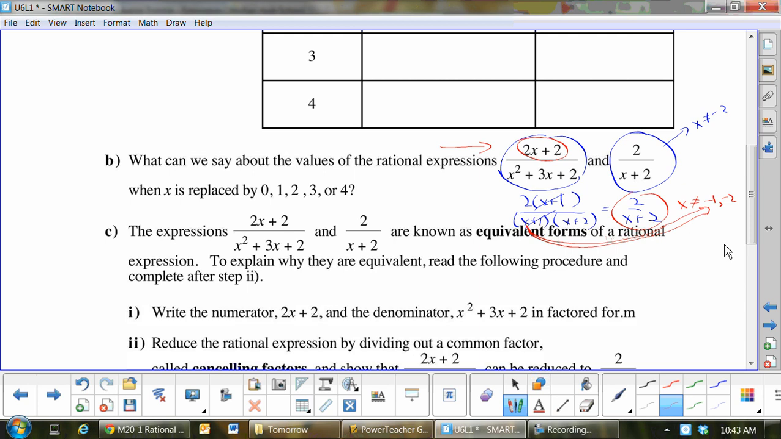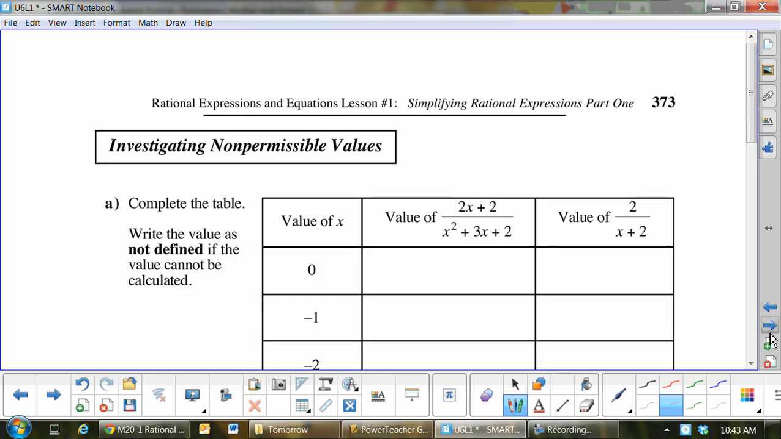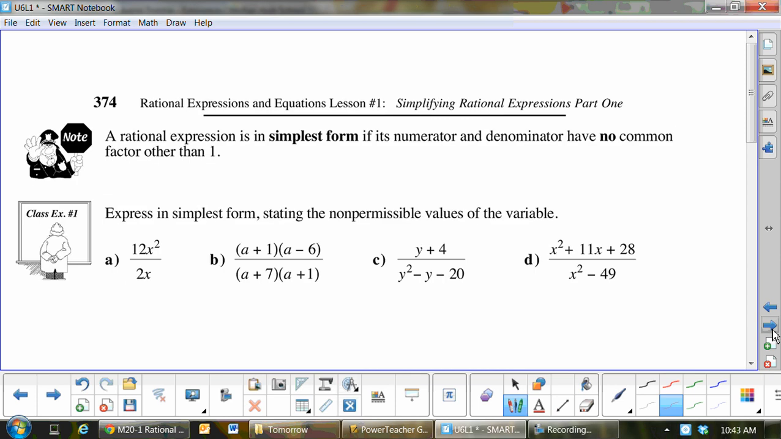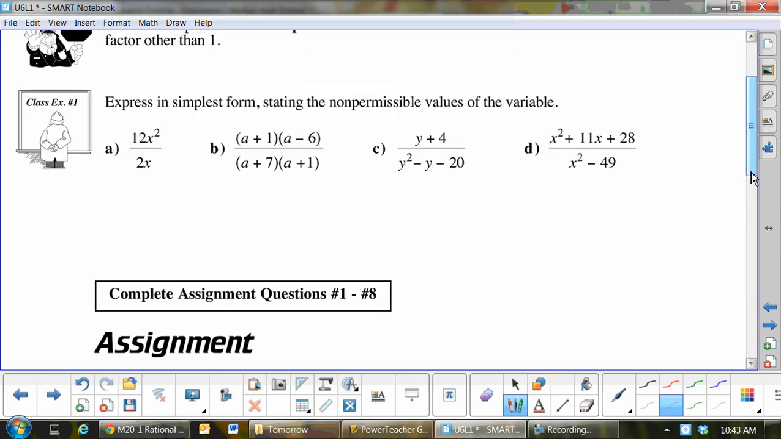So, what I want to do is go to the next page. No, next page. 374. Okay? So you can see how long the notes are today. Okay? But again, let's go through these. And this one says express in the simplest form. Means factor it all out. Get rid of all the garbage. And state the non-permissible values.